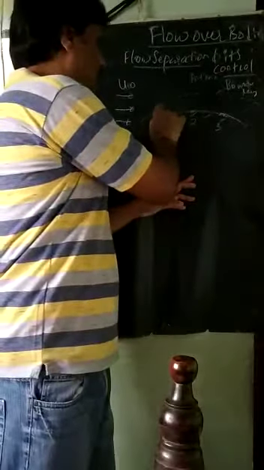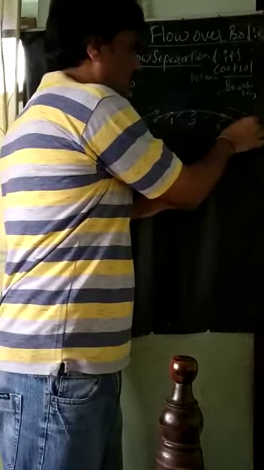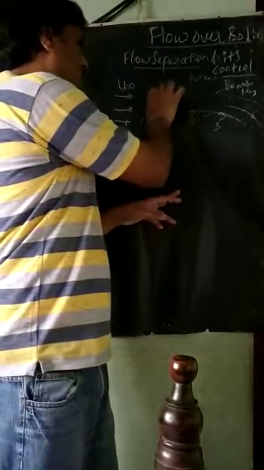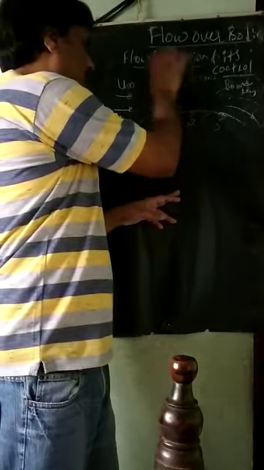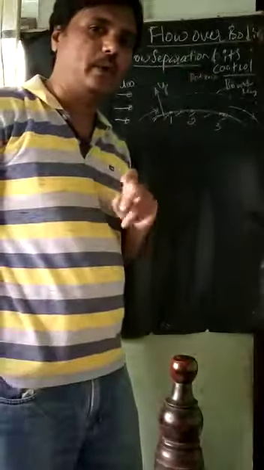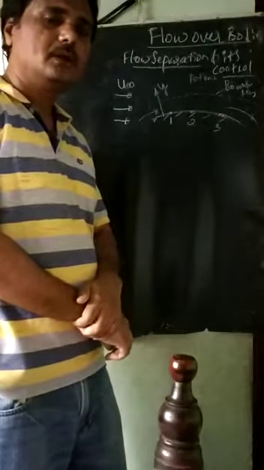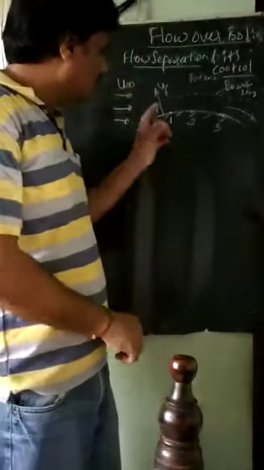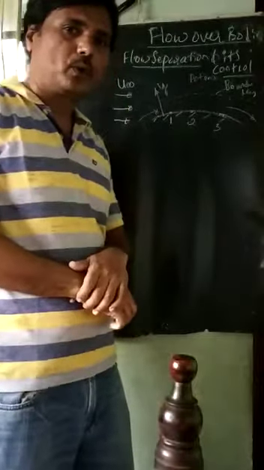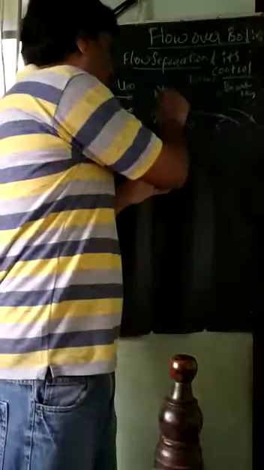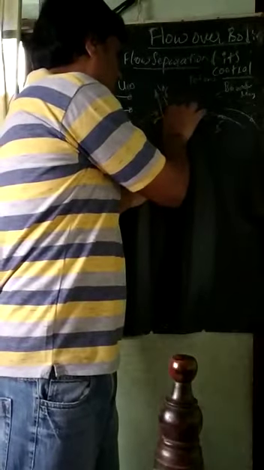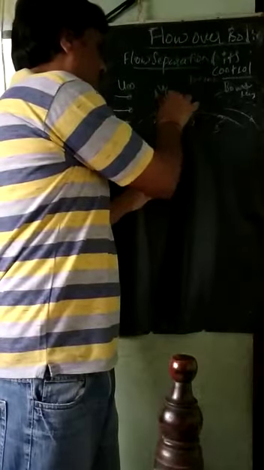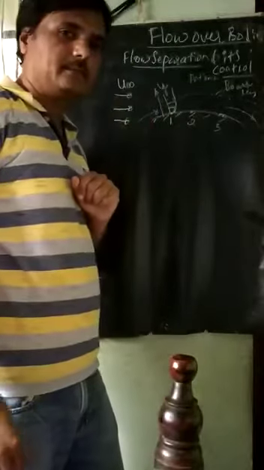Then this is the flow direction here. Just this is the flow direction, and perpendicular to this one is taken as the y direction here. What we can observe here, particularly at point 1, the velocity profile will be like this. This is the velocity profile here, like this.